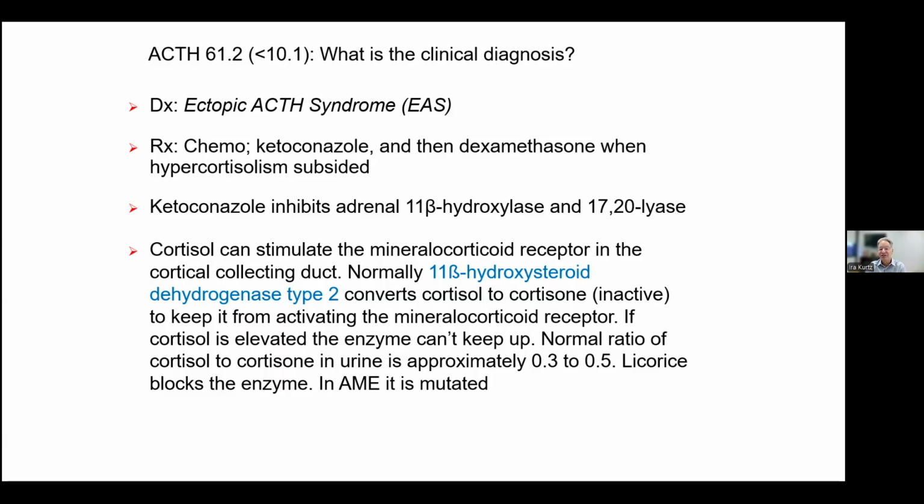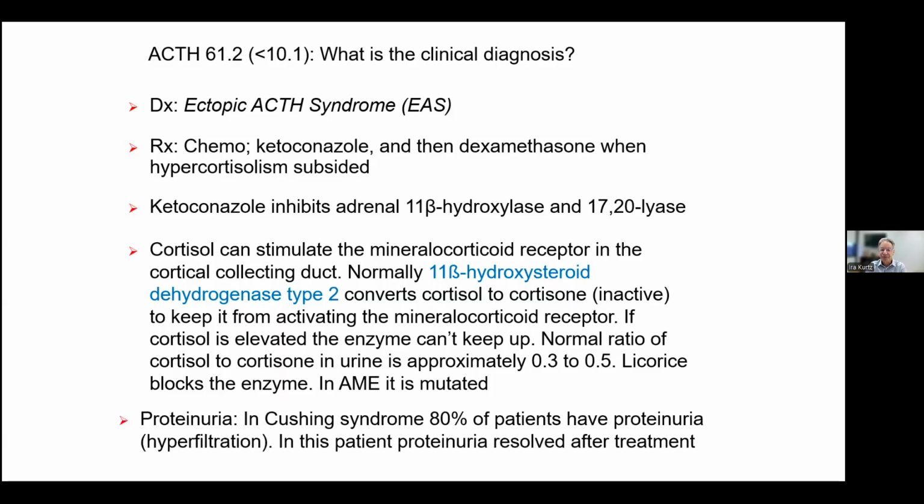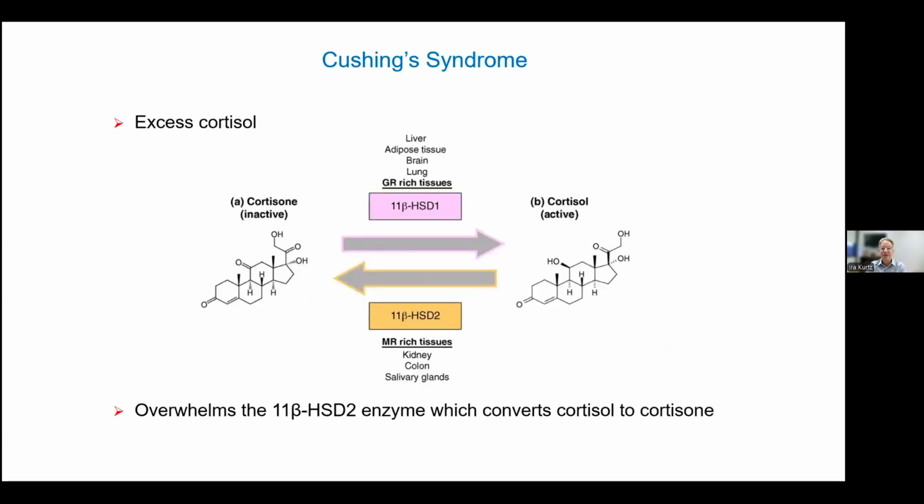And in AME, apparent mineralocorticoid excess, this enzyme is mutated, and that's why you get the metabolic alkalosis. And the proteinuria is a phenomenon that occurs in Cushing syndrome and ectopic ACTH syndrome. Anyway, any time you have a high cortisol level, you get hyperfiltration. And this patient had proteinuria, which resolved after treatment. There was nothing intrinsically wrong with the glomerulus. And this is what occurs.